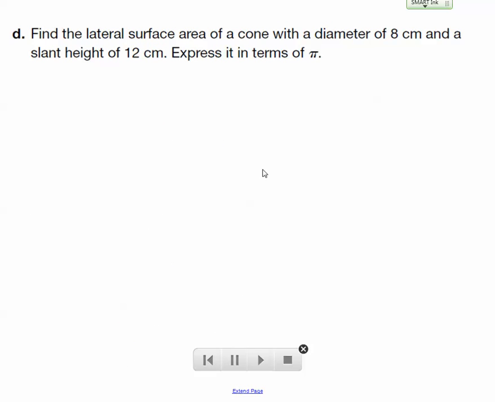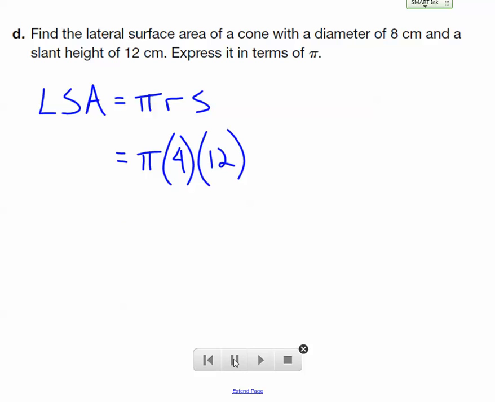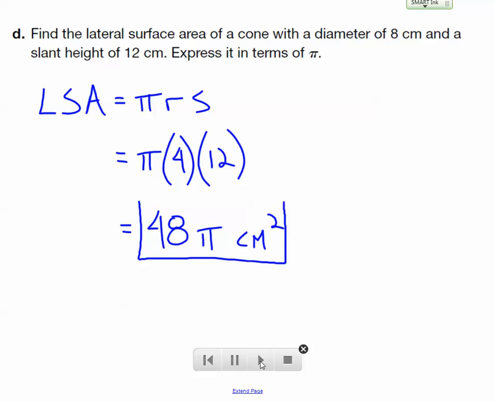One more. Let's find the lateral surface area of a cone with a diameter of 8 centimeters and a slant height of 12 centimeters, and we're going to express it in terms of pi. This time we don't want the total surface area, we just want the lateral surface area. I gave you the formula. It's pi r s. We're going to leave it in terms of pi. The radius is 4 because the diameter was 8, and the slant height was given to us as 12. So the lateral surface area is 48 pi centimeters squared.